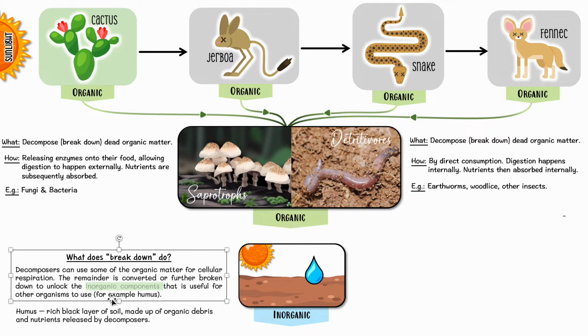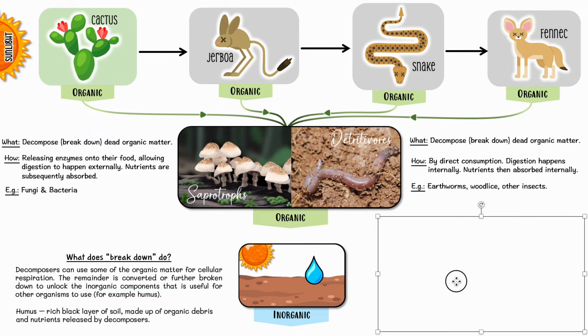These decomposers can then further break down to unlock these inorganic components that are useful for other organisms like a plant, right? And all those inorganic components are just going to become part of the soil when they do their job. And again, that's the point. Plants need healthy soil. And what that means is enough inorganic components like iron, nitrates, water, carbon dioxide, all of these inorganic things.